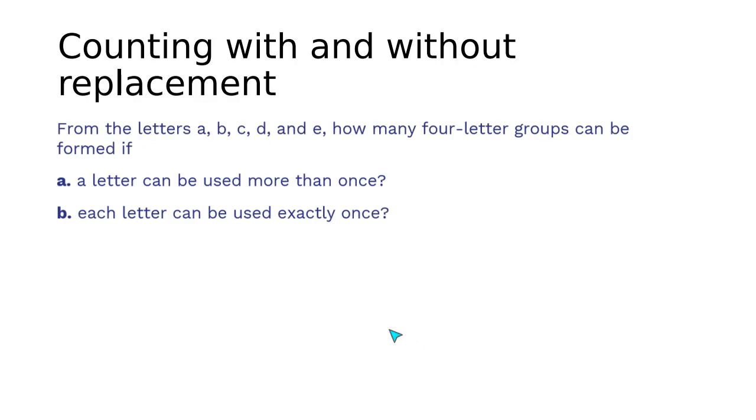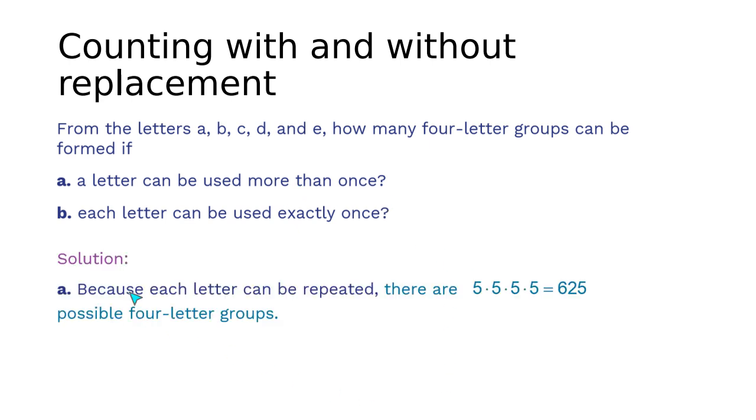So here's an example, counting with and without replacement. From the letters A, B, C, D, and E, how many 4-letter groups can be formed if a letter can be used more than once? Okay, so because each letter can be repeated, we can use that more than once. We only want 4-letter groups. So in our first position, we can choose from A, B, C, D, and E. So there's 5 of them.